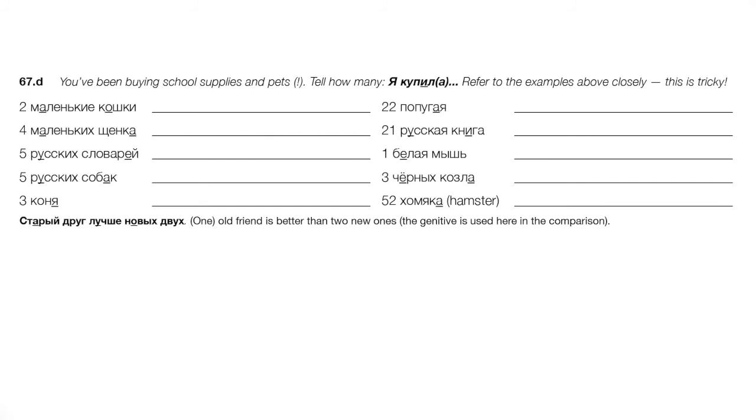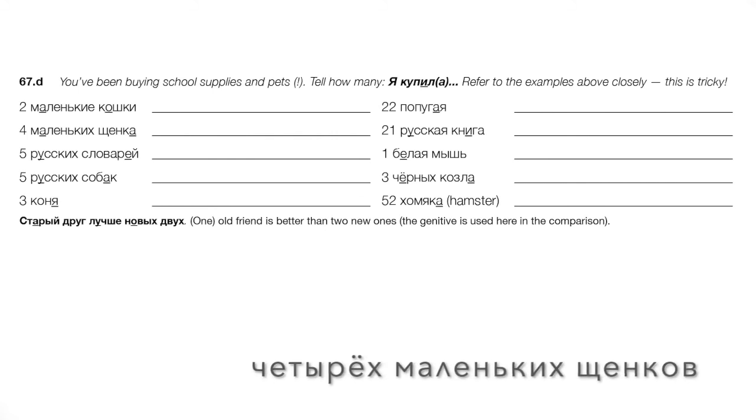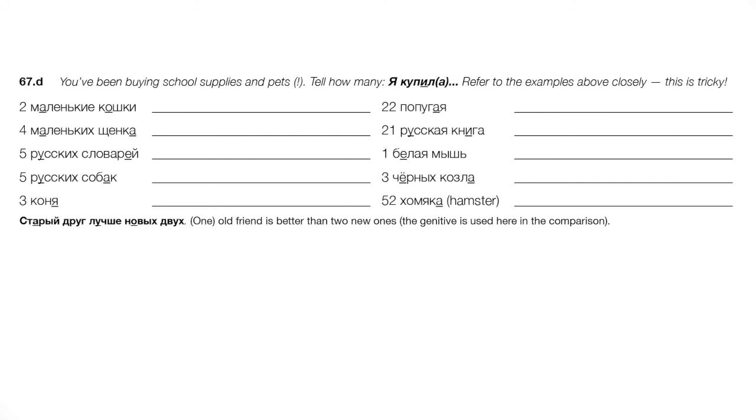Okay, number 4, 4 small puppies. Again, same type of example. Animate accusative looks like genitive plural basically across the board. Я купил 4 маленьких щенков. Again, genitive plural. Okay, I bought 5 Russian dictionaries.